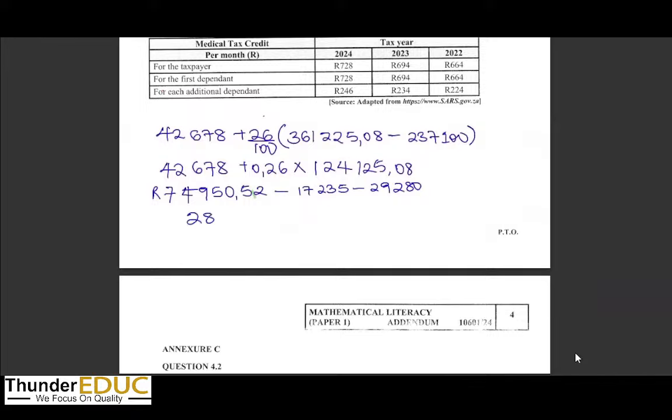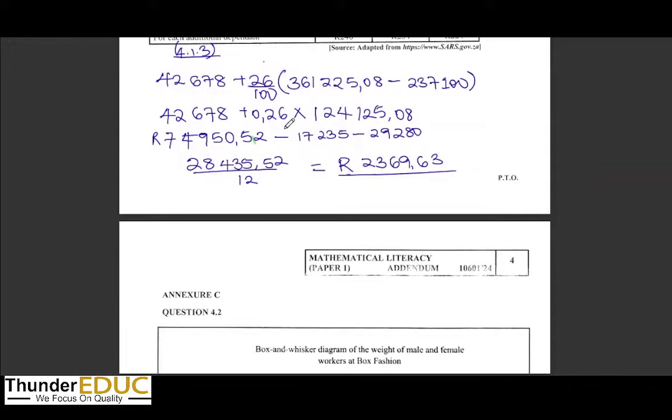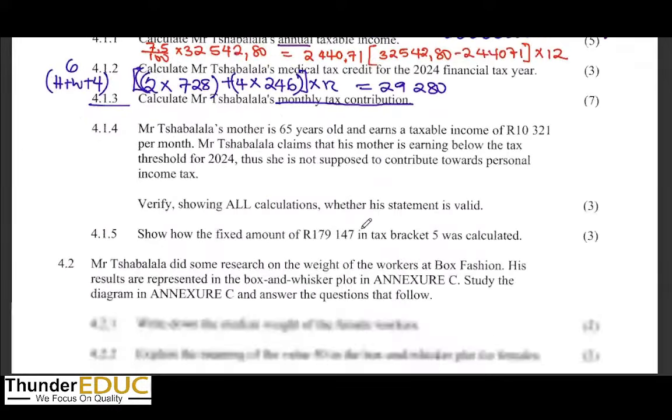We end up having 28,435.52. We need monthly. We divide by 12. And the answer there is supposed to be the monthly tax for 4.1.3. That's per month. This was the question we are dealing with. Tax, monthly tax contribution.